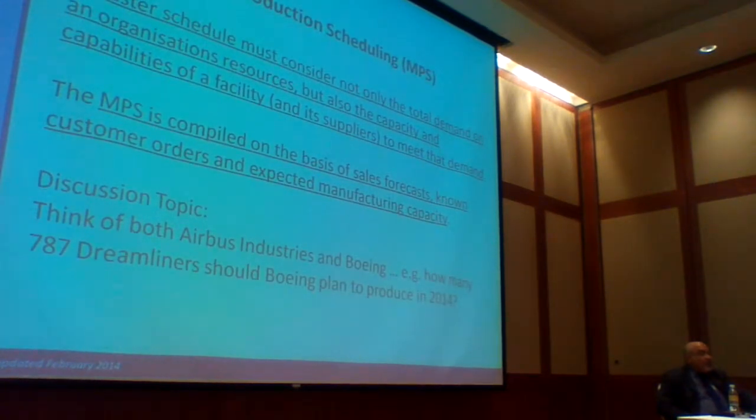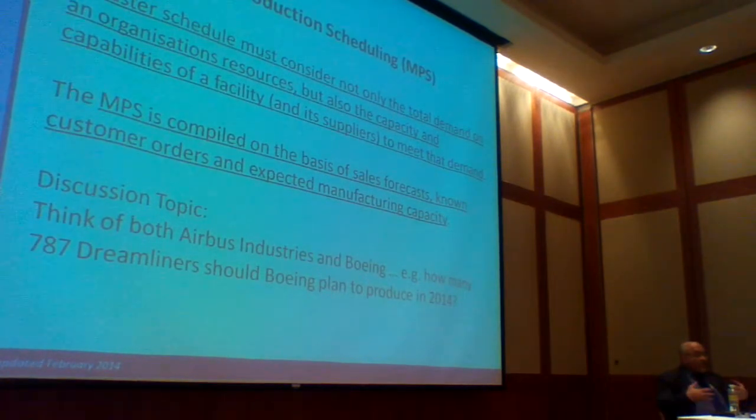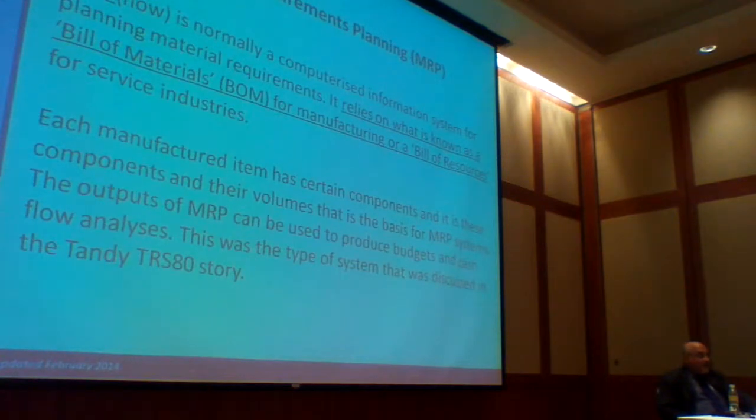Master production scheduling. A master schedule must consider not only total demand on organization resources, but also capacity capabilities. I already told you about this, that we don't look only at demand. We look also at the capabilities of our machinery, and the capacity of our machines. So you need to look at both together, and they will give you the ability to match the demand.